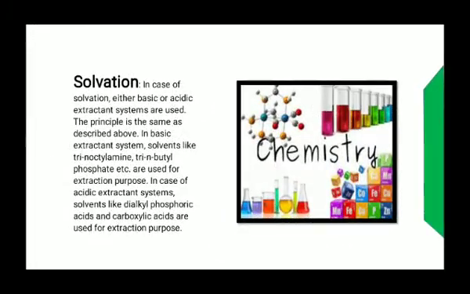Solvation. In case of solvation, either basic or acidic extractant systems, that means extracting solvent, that means organic layer extractant systems, are used. The principle is the same as described in the basic extraction system. Solvents like tri-n-octylamine, tri-n-butyl phosphate, etc. are used for extraction purposes. In case of acidic extractant systems, solvents like dialkyl phosphoric acid and carboxylic acid are used for extraction purposes.